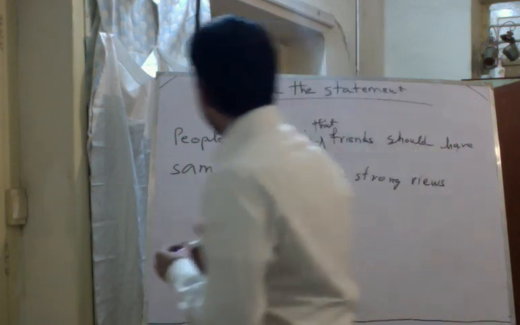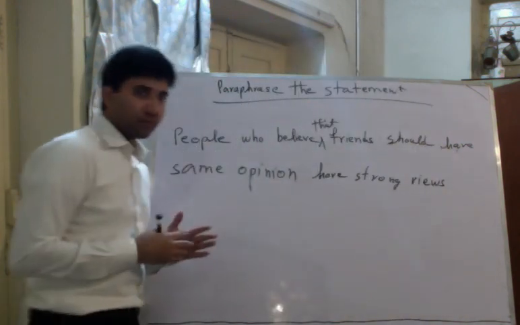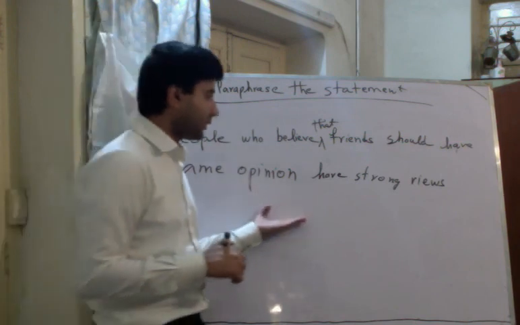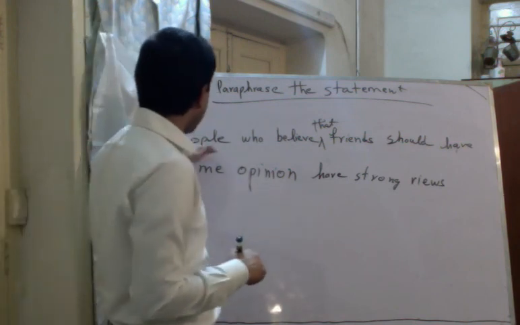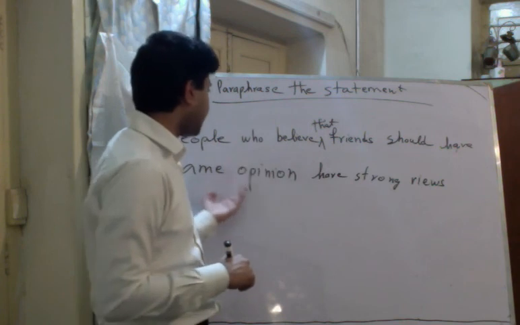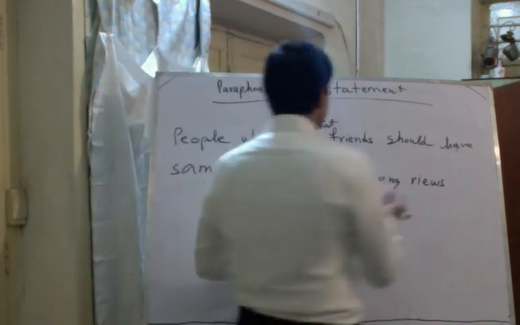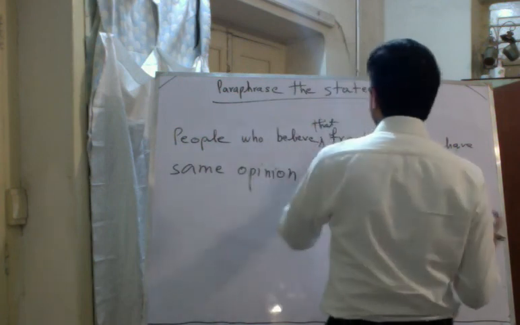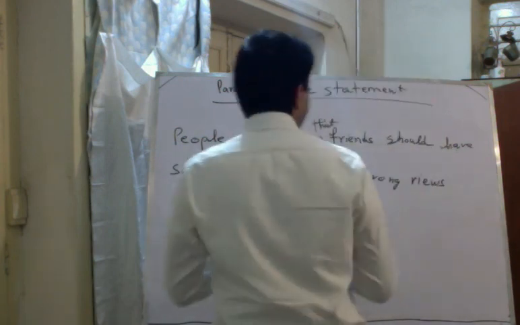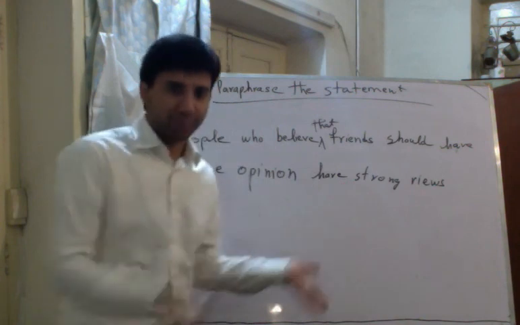Okay, so it's just the first line of body paragraph 1. People who believe that friends should have the same opinion have strong views. Or you can also write, people who believe that friends should think the same. It's up to you how you want to write.